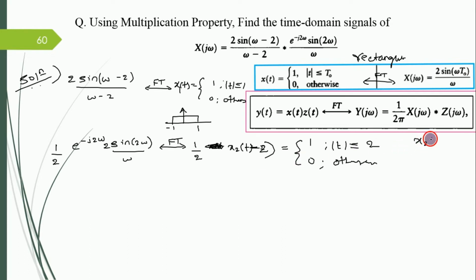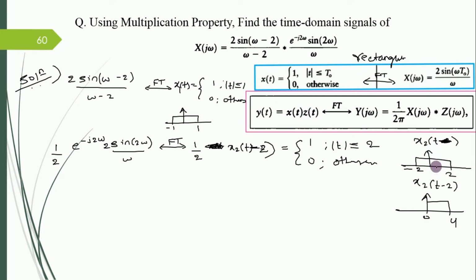So x2 of t minus 2 will look as, first we will see x2 of t. X2 of t means for t less than or equal to 2, this is how the x2 of t is there. X2 of t minus 2 is shifted right by 2 times, 0 to 4, and we are convolving here. Convolving becomes multiplication in the frequency domain, so multiplication in the time domain.